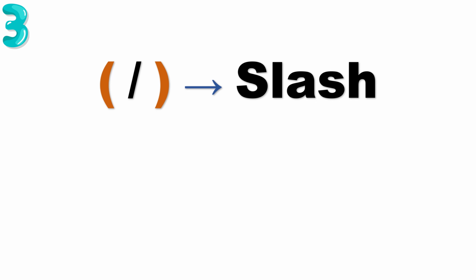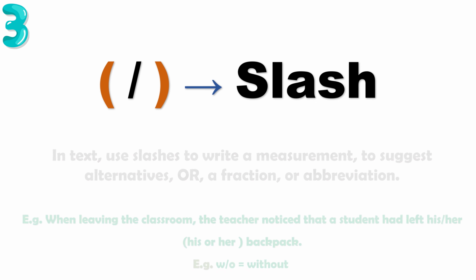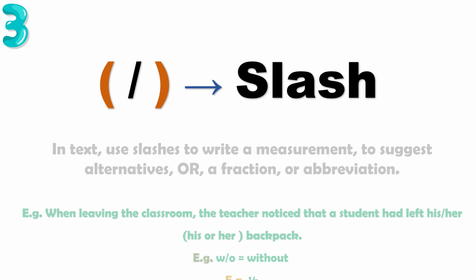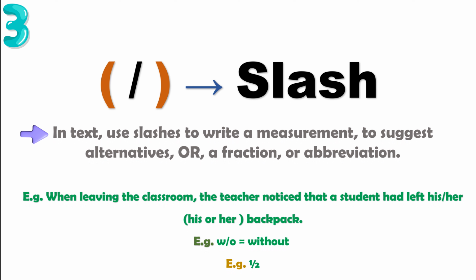Slash. In text, use slashes to write a measurement, to suggest alternatives, a fraction, or an abbreviation. For example, when leaving the classroom, the teacher noticed that a student had left his/her backpack. For example, w/o is the same as without. For example, 1/2 is the same as half.